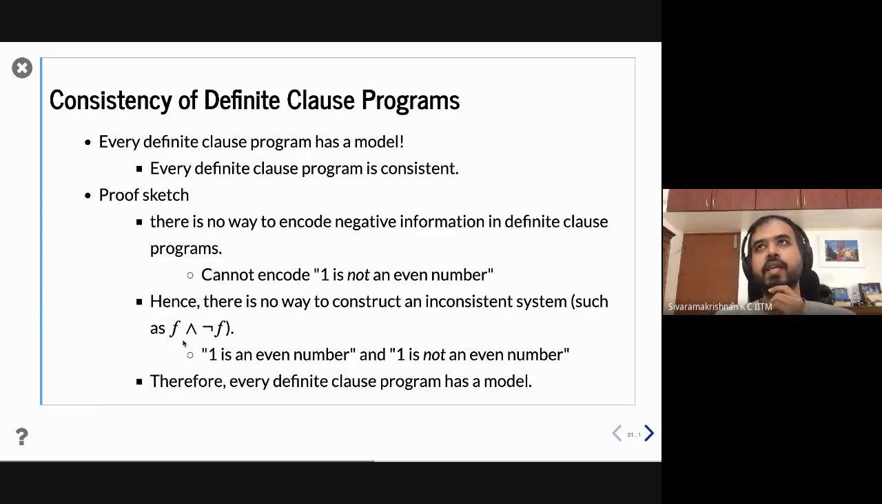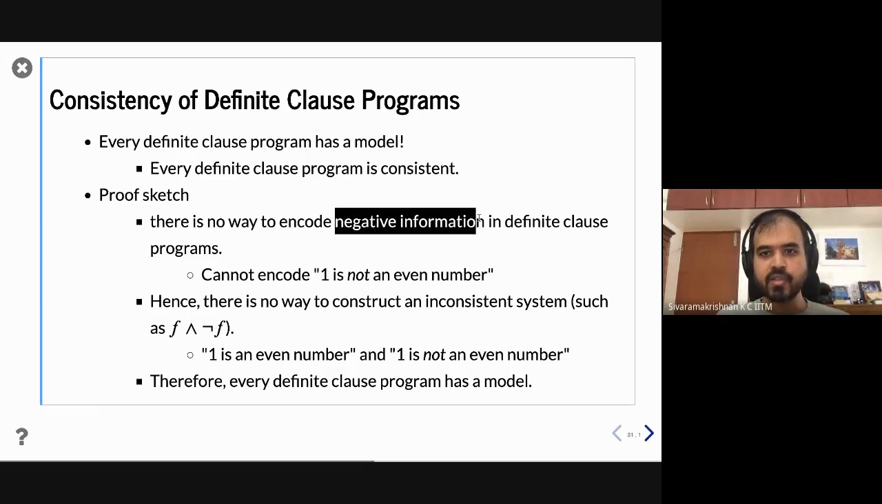So why is this the case? Why is it the fact that every definite clause program has a model? This is just an intuition. This is not a full proof, this is just a proof sketch. The intuition is that in a definite clause program, you cannot encode negative information. This is the key bit. You cannot encode that something is not true at all in a definite clause program.